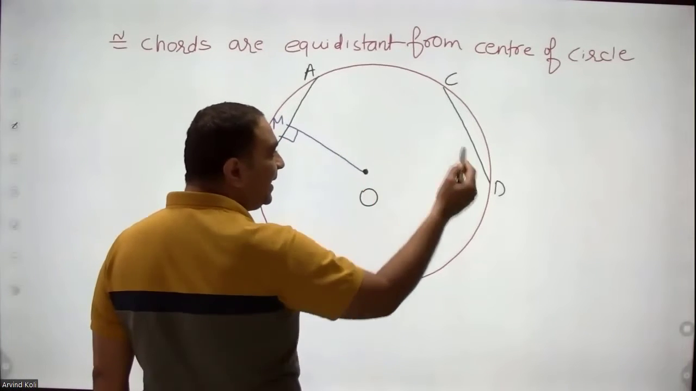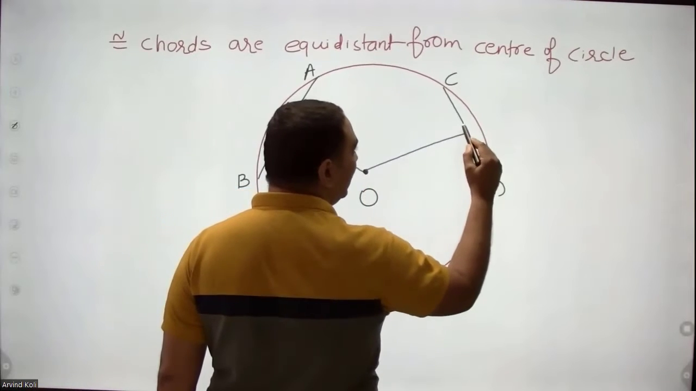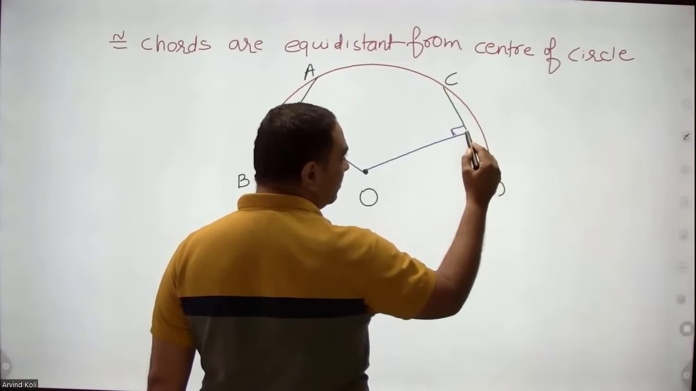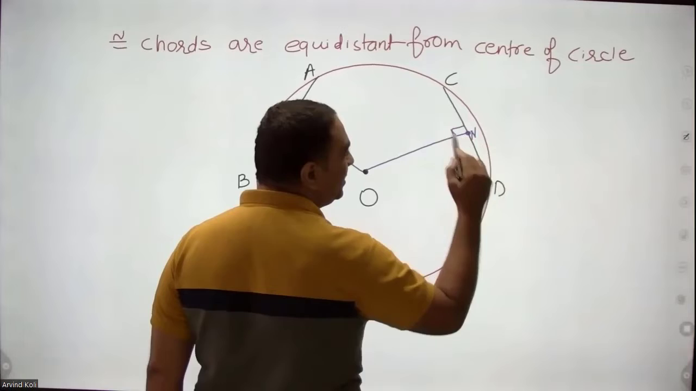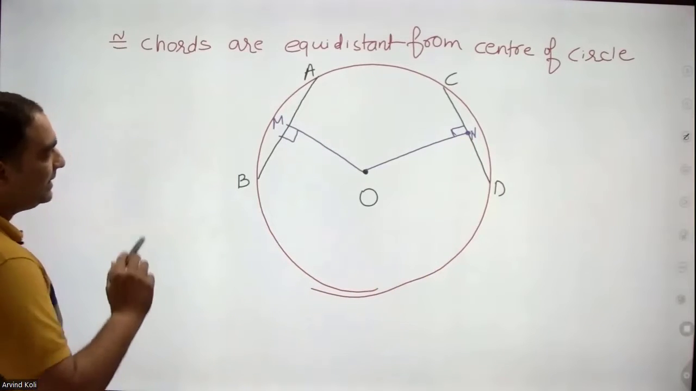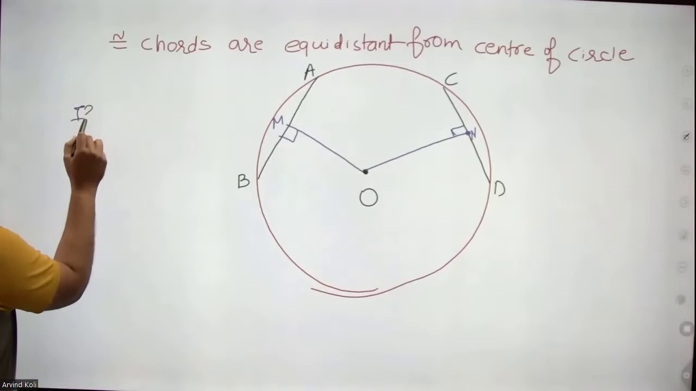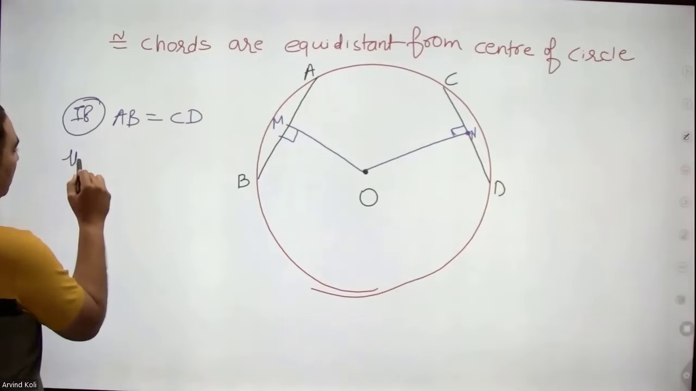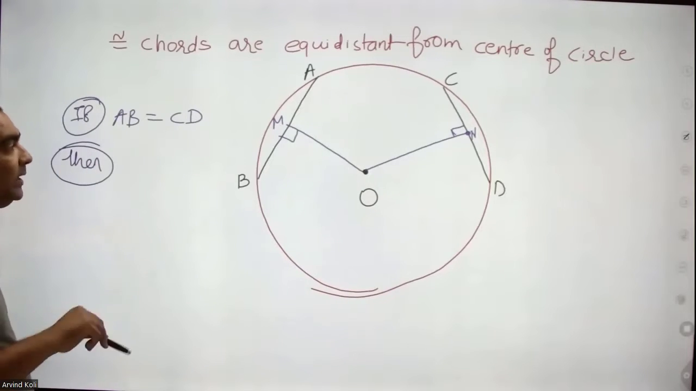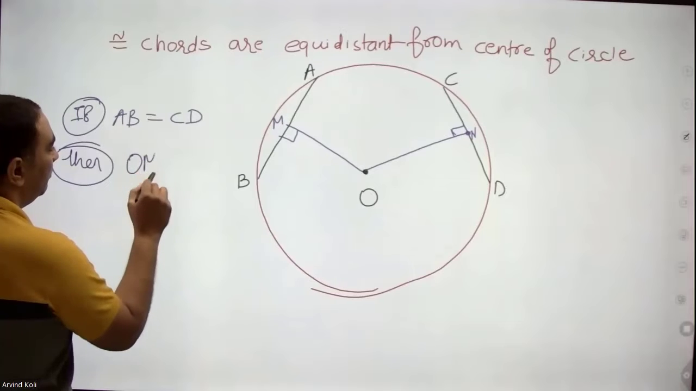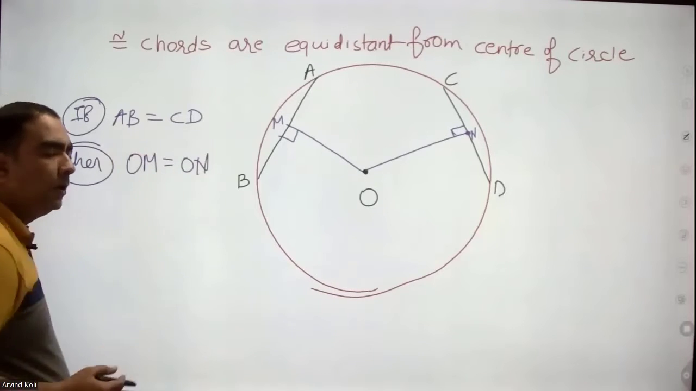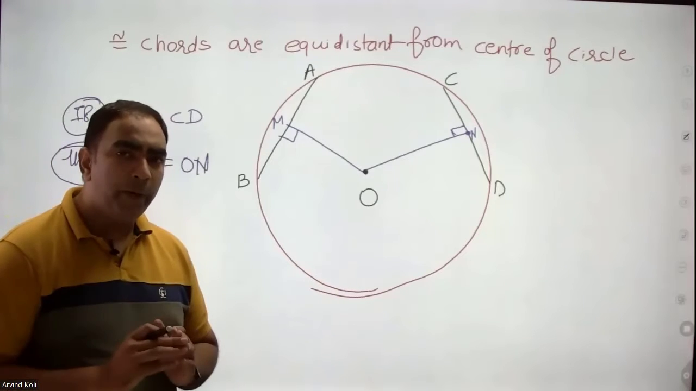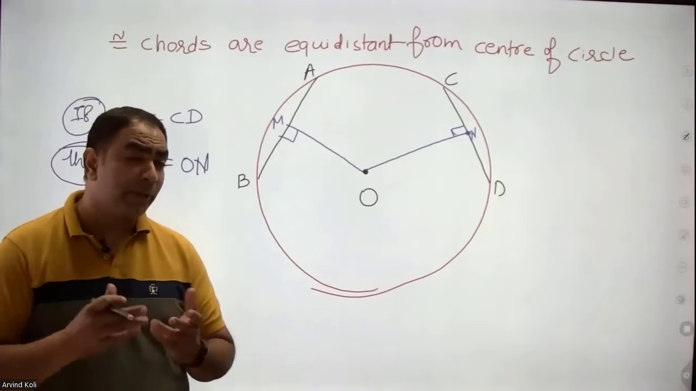हमें. वैसे ही CD का distance from center of the circle. Let us say one more perpendicular. This is, let's say, point N. So, in simple words, if AB is equal to CD, then OM is equals to ON. So simple word में क्या समझा? If the chords are congruent, then the distances are equal. Distances कौन सा? From the center वाला.